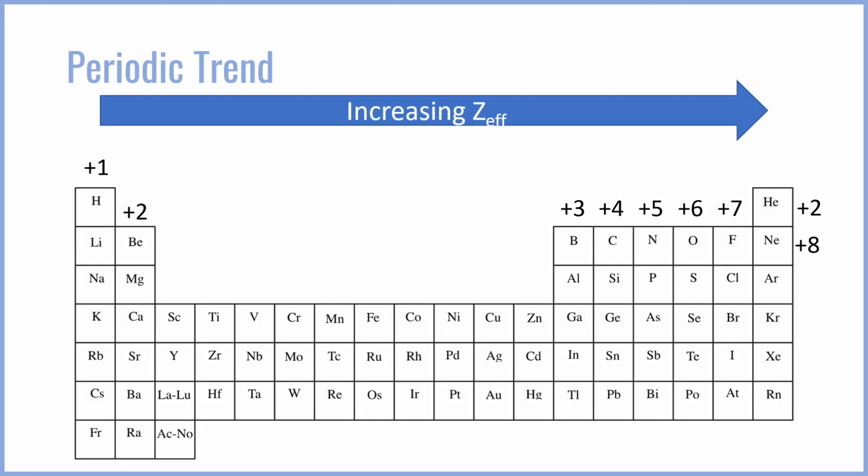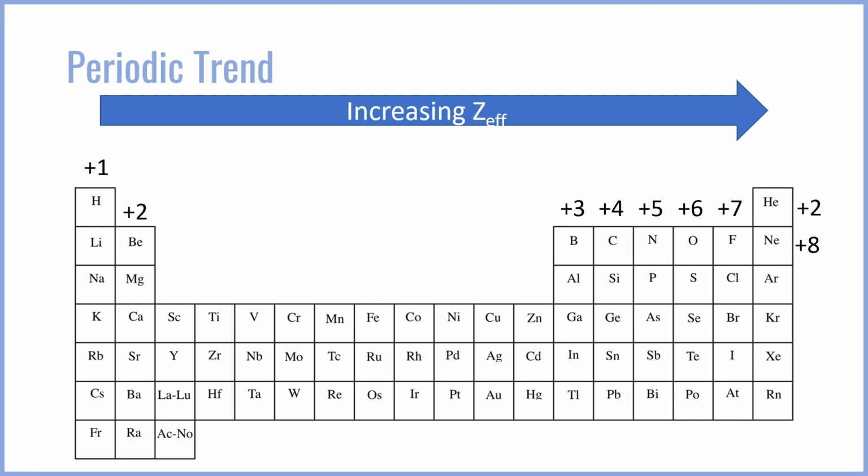Now, based on our simple little approximation here, we can construct a nice periodic table trend for the Z effective. And as you'll see, it'll line up very nicely with the number of valence electrons as well. The Z effective increases going towards the right-hand side of the periodic table, reaching a maximum value of +8 for the noble gases, except for helium, which is +2 because it only has 2 protons. It has a low value of +1 for the alkali metals.